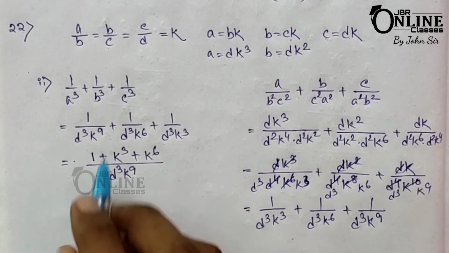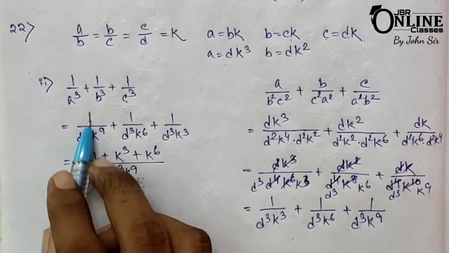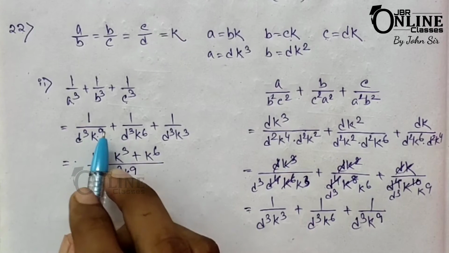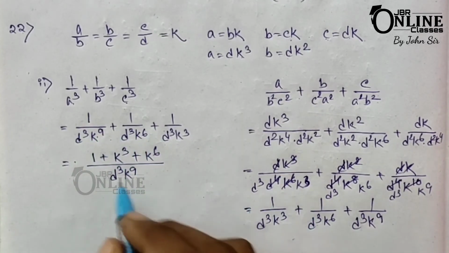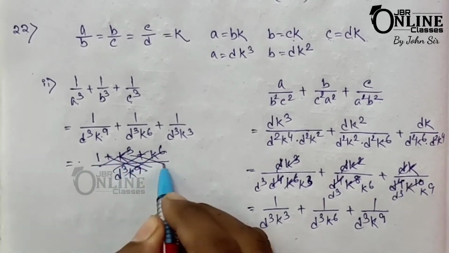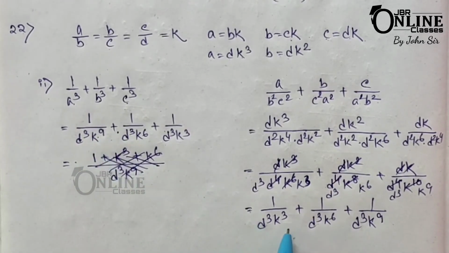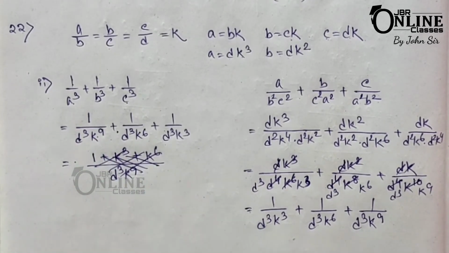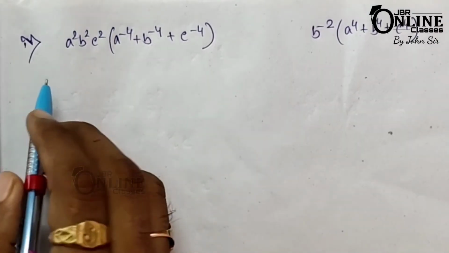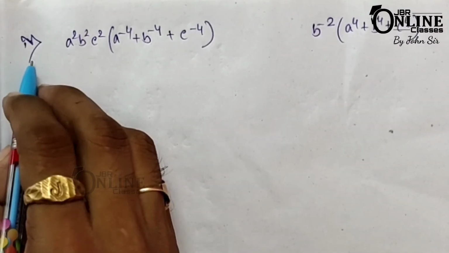Okay, so in the second line 1 by d cube k to the power 9 is equal to this one. That means no need to do this line. So that means left hand side equals right hand side. It's proved. Okay, now sum number 4, that means 22 4.